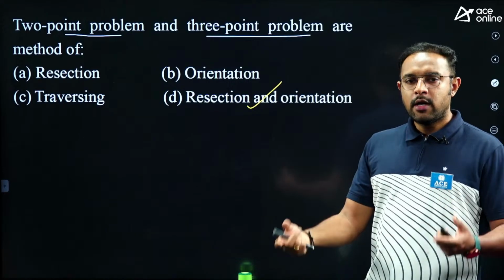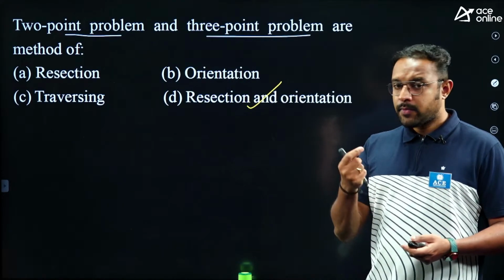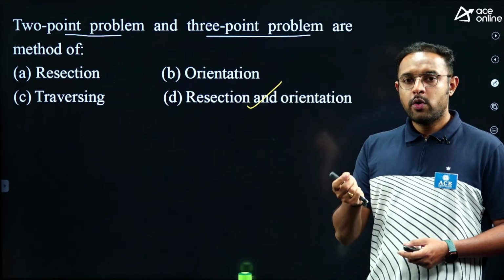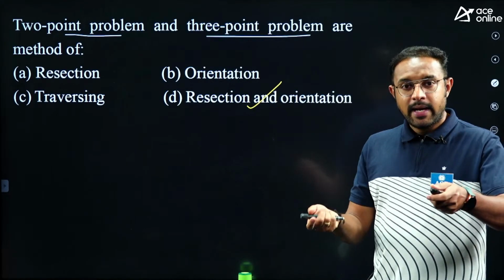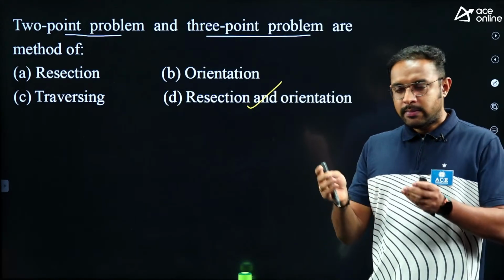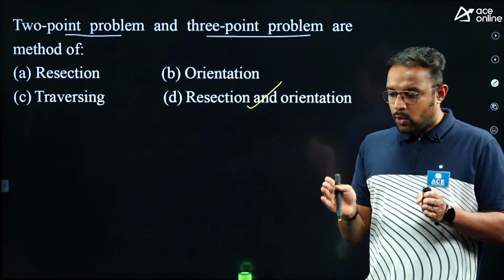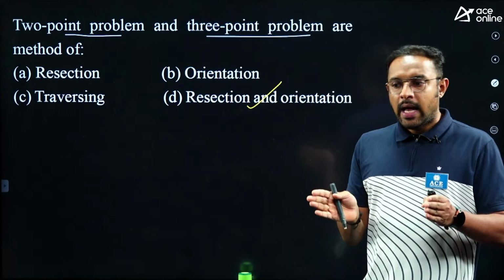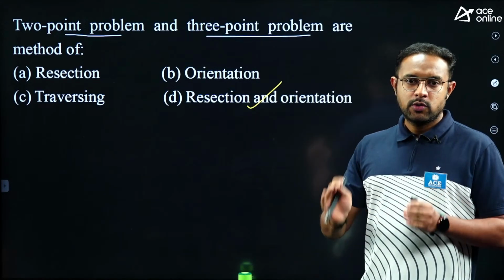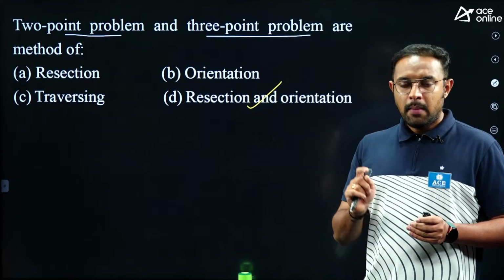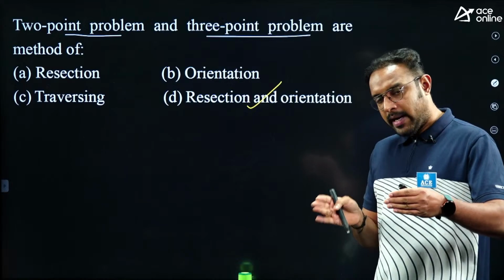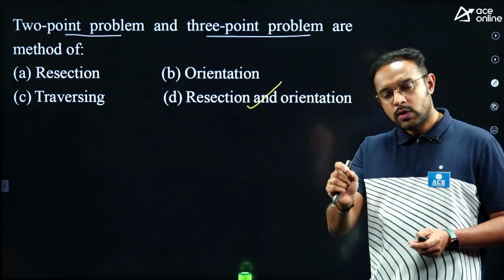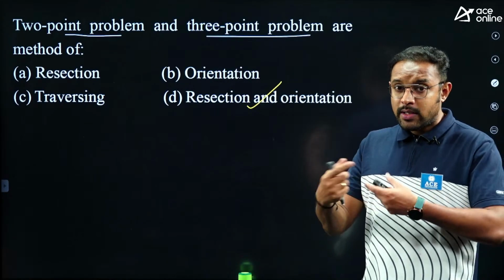Because at the end of our 2-point and 3-point problem, what are we going to find out? We are going to find out the instrument station. Meaning, we will get our plane table oriented as well. So I am standing at one random point. I don't know where that point is on the paper, and I don't know whether the plane table is properly oriented or not. By the time you finish your 2-point or 3-point problem, the plane table also will get oriented. You will also get your instrument station. It will both happen together.